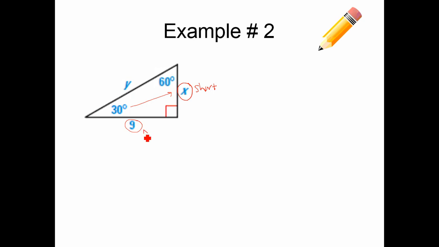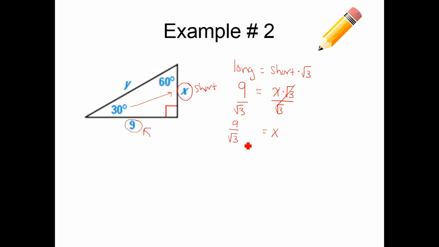So I need to use a fact about the long leg, which says the long leg equals the short leg times the square root of 3. So in our case, the long leg is 9, the short leg is x, and I'm just placing those values inside that formula for the relationship here. So if I needed to solve for the short leg, you'll see that I would need to divide by the square root of 3 to get the x alone. So it would say x equals 9 divided by the square root of 3.